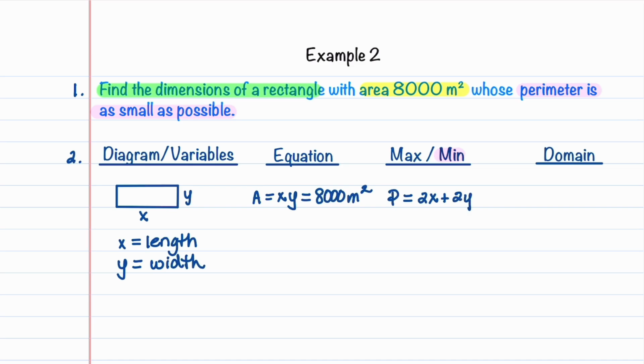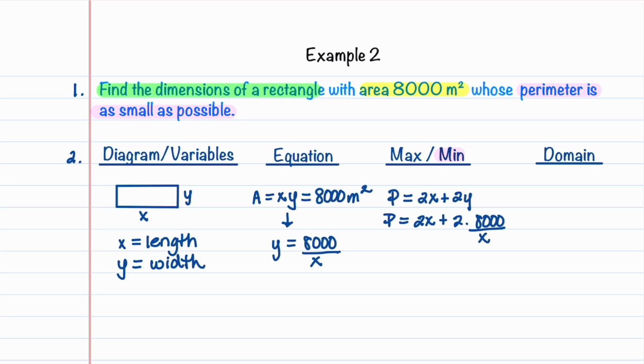Now what we need to do is write our equation for our perimeter in terms of one variable. I want to write it in terms of x, so we need to find an equation for y in terms of x. We're going to get that from this equation right here, and we can say that y is equal to 8,000 divided by x. So let's go ahead and put that in. P is 2x plus 2 times 8,000 divided by x.